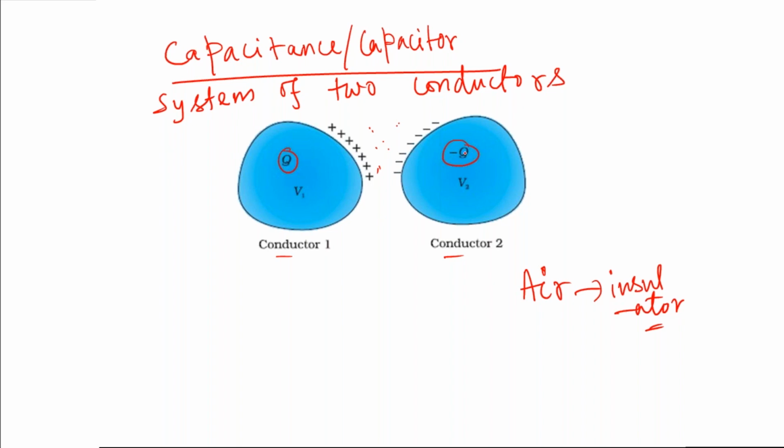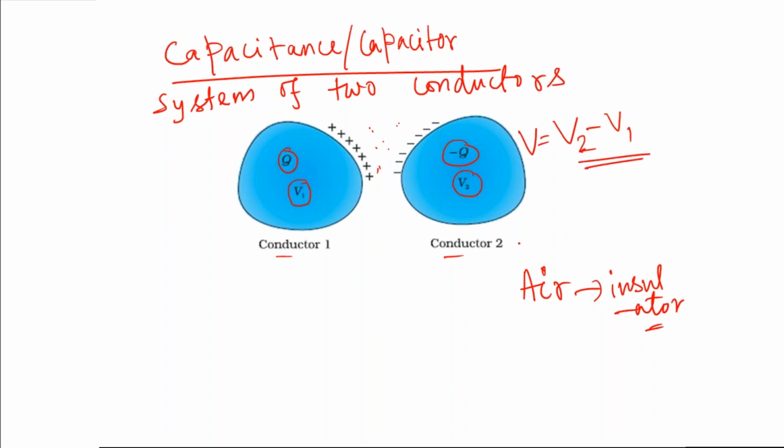Opposite polarity, and they have different potentials. They have a potential difference. So this conductor 1 is at potential V1 and this is at potential V2. So they have a potential difference between them. V2 minus V1 is the potential difference between the conductors.